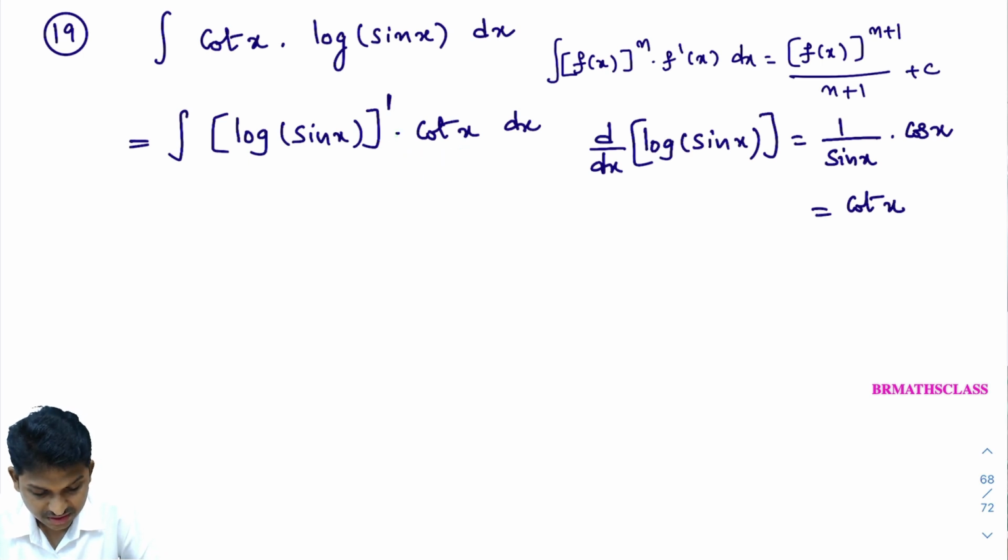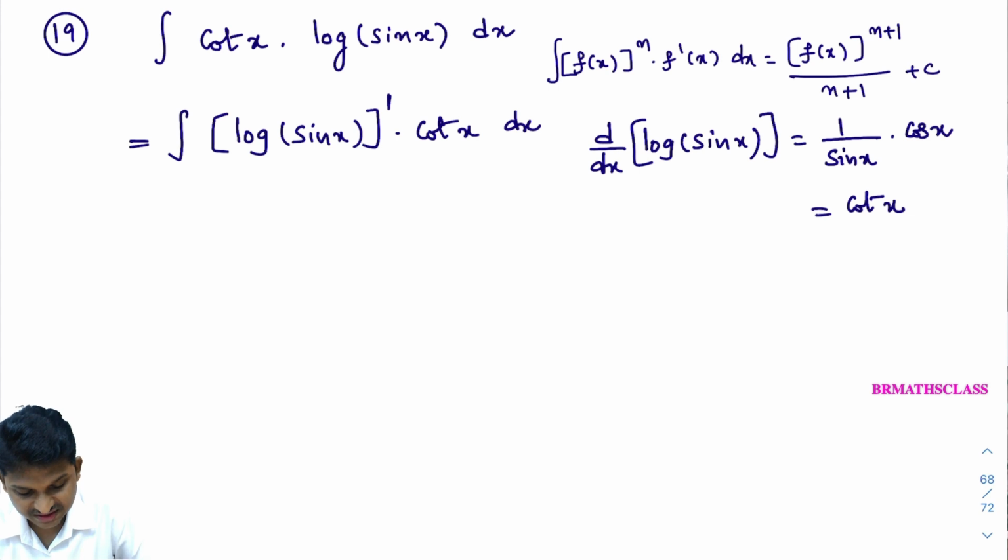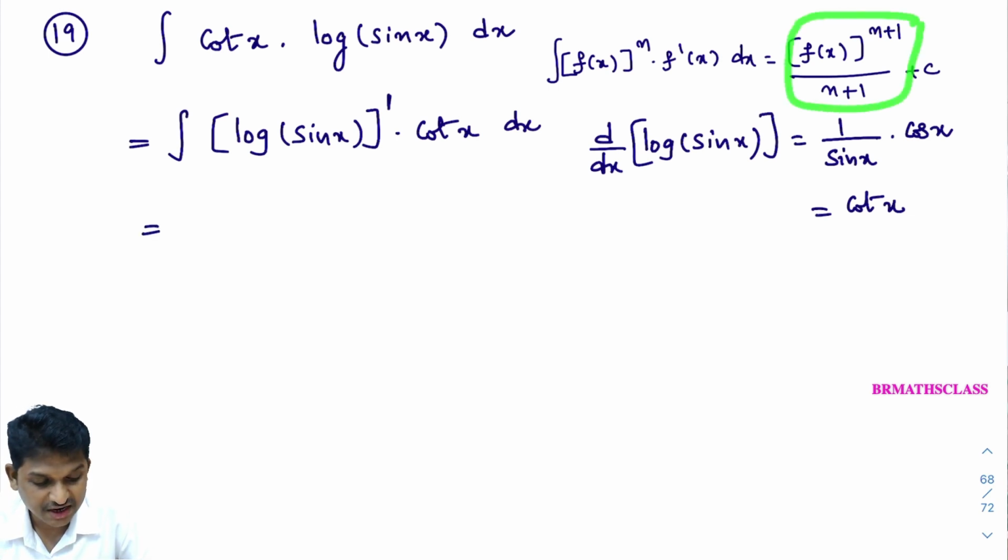Now you observe this one. This is f of x whole power n, and the derivative of log sin x is cot x. So now this is of the form integral of f of x whole power n into f dash of x dx. So what is the answer for this? f of x whole power n plus 1 divided by n plus 1, plus c.